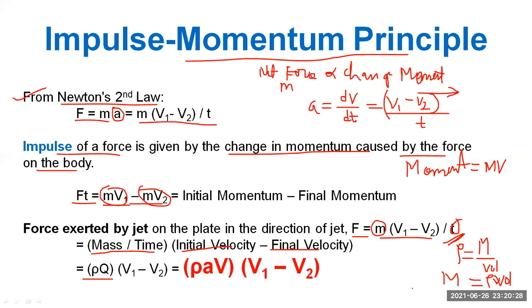Here we are talking about mass per time, that is mass per second, so it will be rho into volume per second. Volume per second is nothing but discharge. So F is rho into Q into v1 minus v2. The general continuity equation says discharge is area into velocity, so F is equal to rho a v into v1 minus v2. This is the impulse momentum equation, which you are going to use throughout to derive the equations.